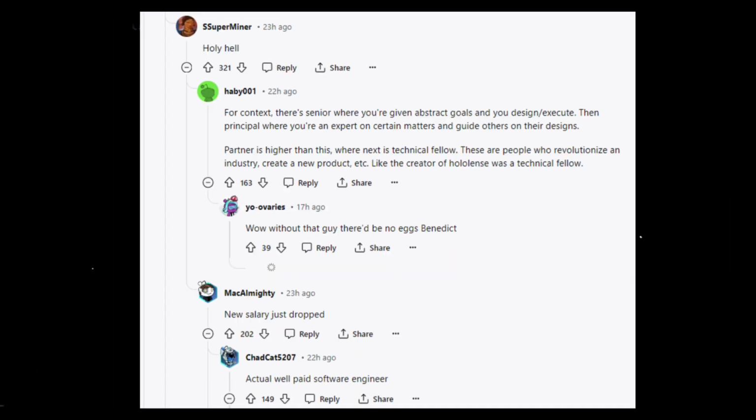For context, there's senior, where you're given abstract goals and you design and execute. Then principal, where you're an expert on certain matters and guide others on their designs. Partner is higher than this, where next is technical fellow. These are people who revolutionize an industry, create a new product, etc. Like the creator of HoloLens was a technical fellow.